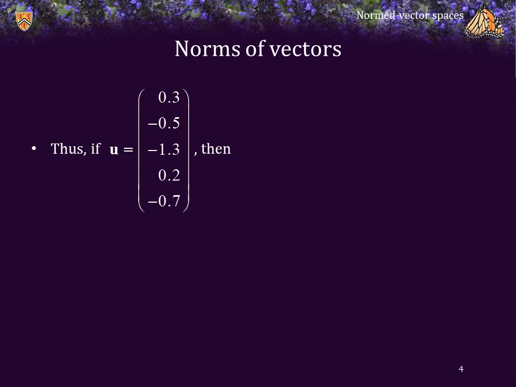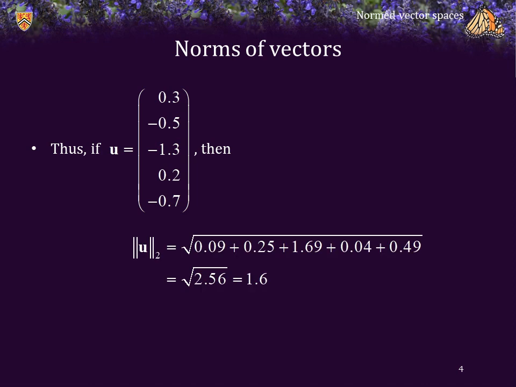Alright, so consider the following 5-dimensional vector. Then, if I was to calculate the 2 norm, I would square each of the entries and add them up and take the square root of that result. Thus, we are calculating the square root of 2.56, which is 1.6. So the length of this vector is 1.6, according to the 2 norm.